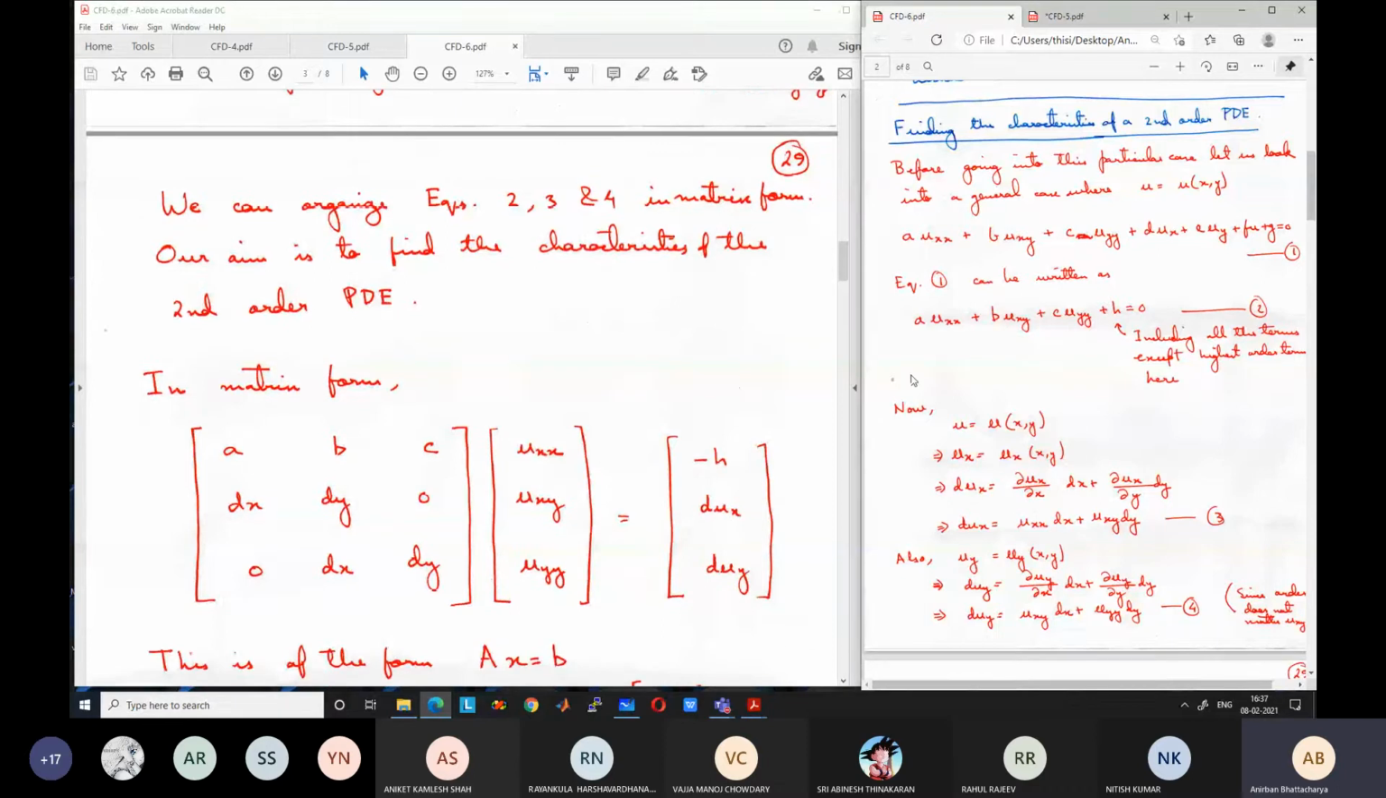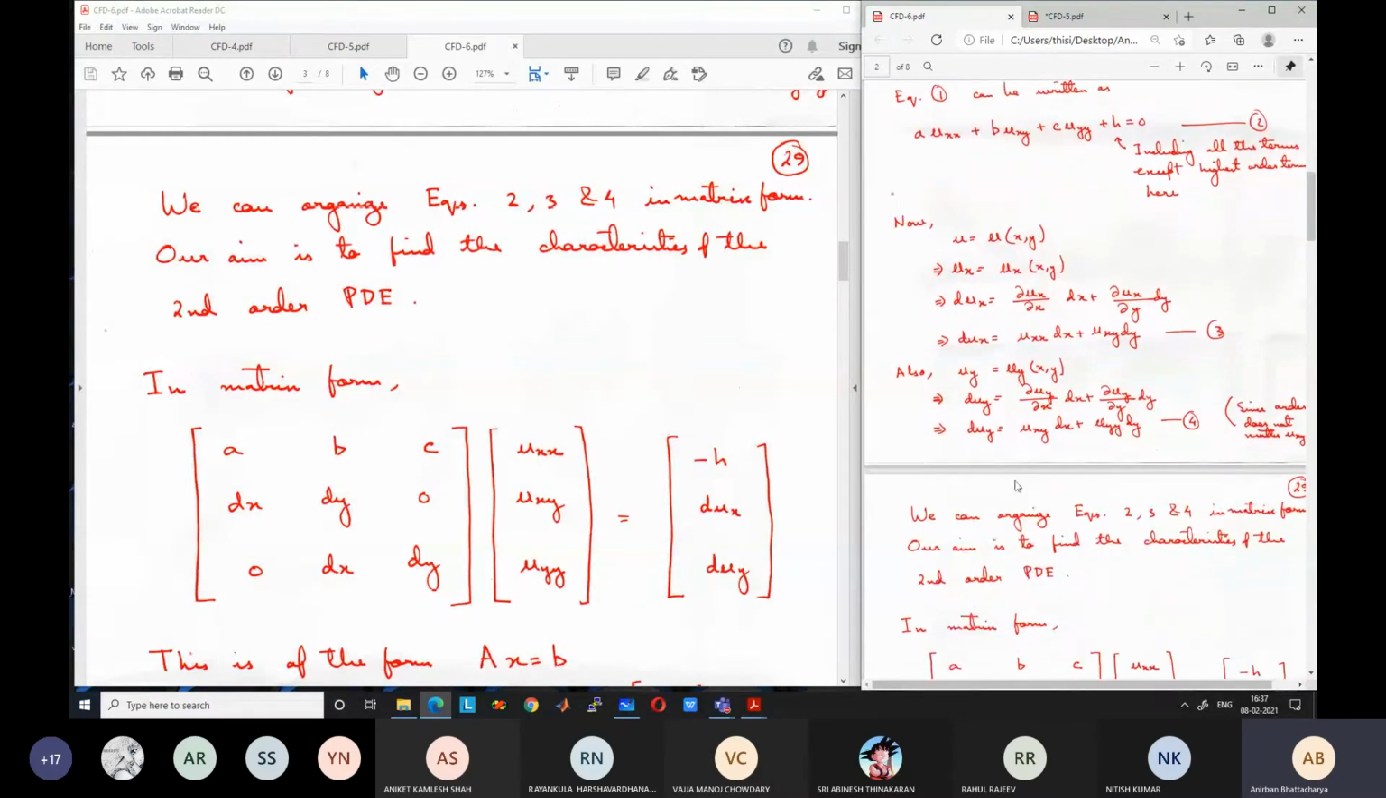Okay. So this row into this column, right? Second equation is dx into uxx. So see this equation: dx into uxx plus dy into uxy plus 0 into uyy. So dx into uxx plus dy into uxy is equal to dux. Okay, so this equation is written in this form.